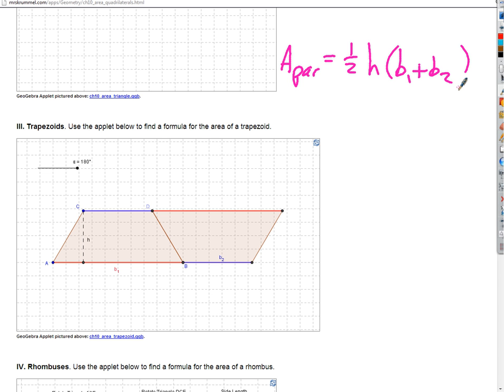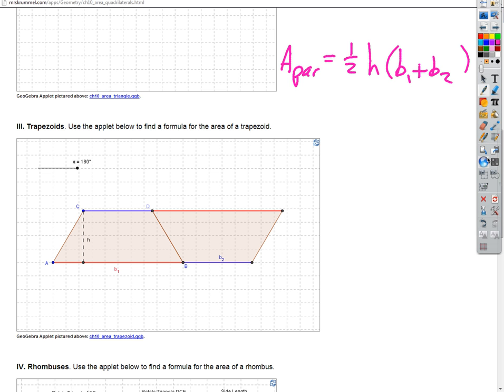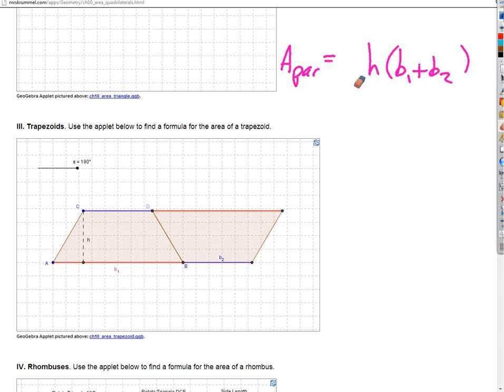Sorry, I didn't want the 1/2 there, did I? Because it's just height times base. Whoops, my mistake. Right? Does that make sense? Base times height, or height times base, doesn't make any difference which order.